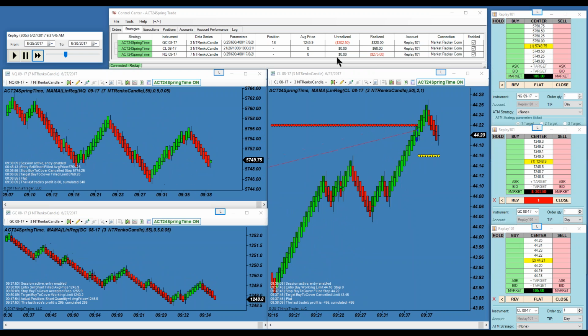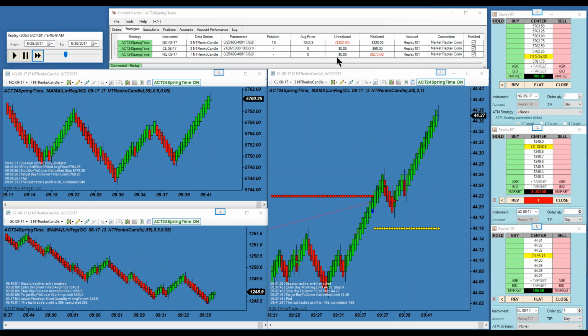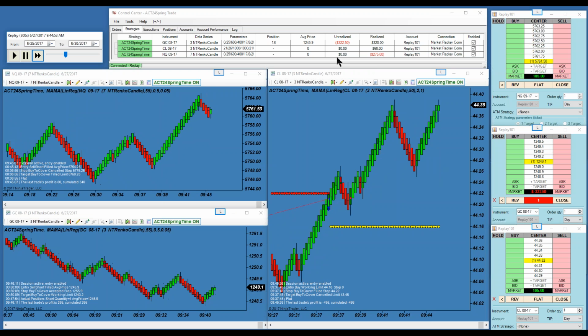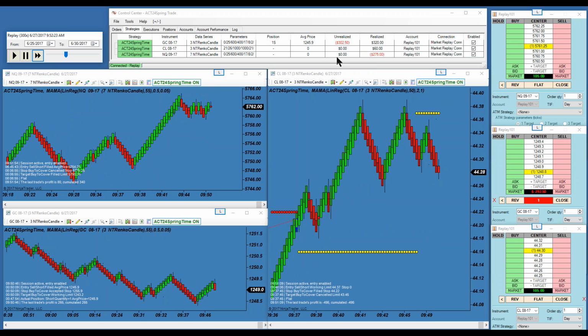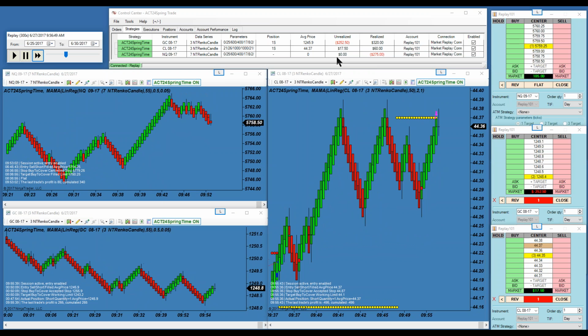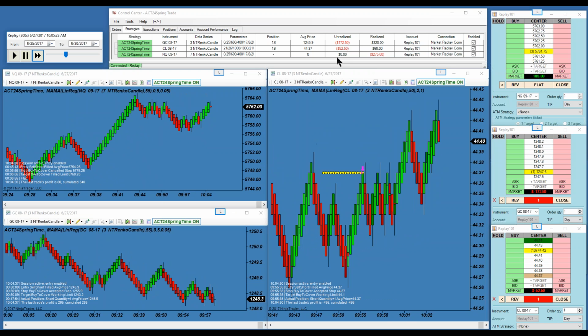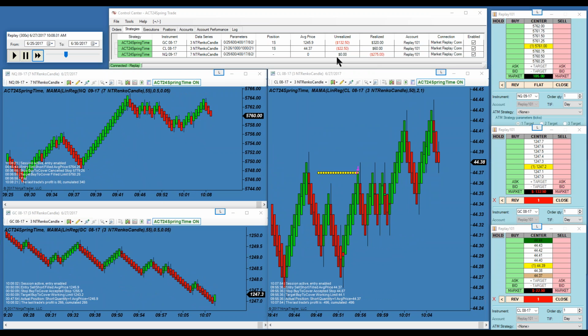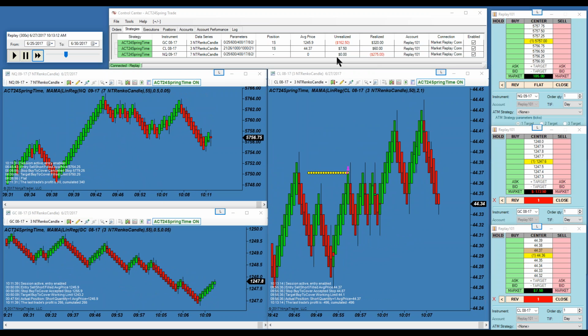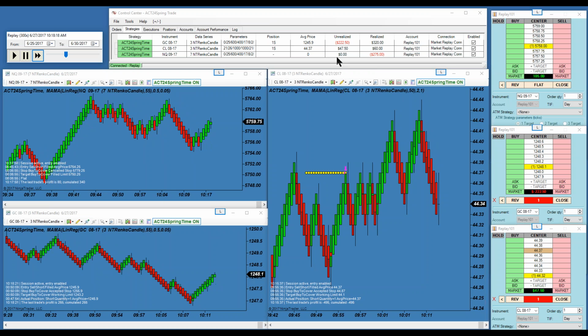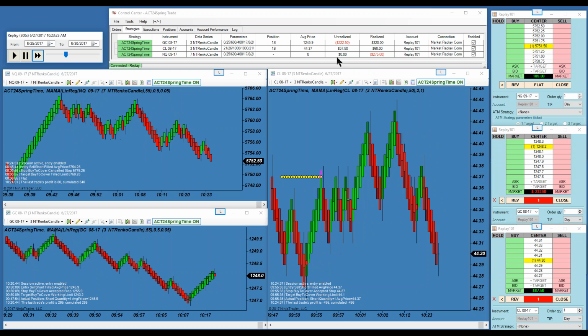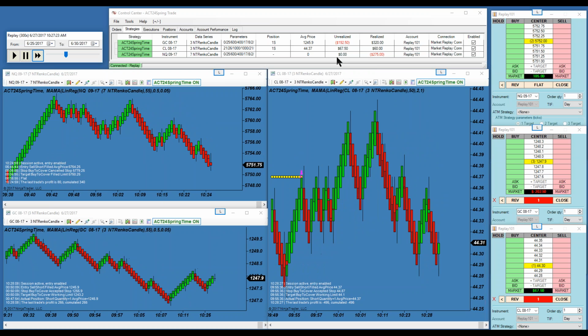But as the market opens up, the markets move. I'm talking about the U.S. market in the morning. A lot of times you'll be going one direction and then it'll turn around and reverse and go in an opposite direction.